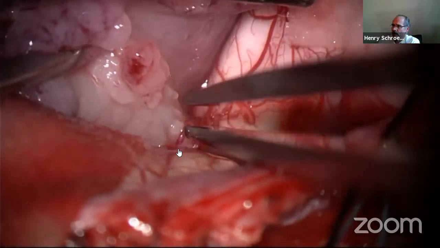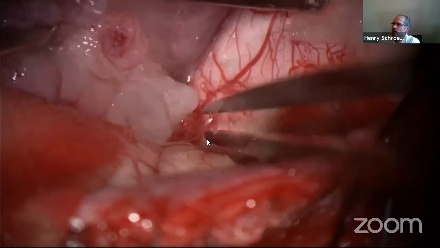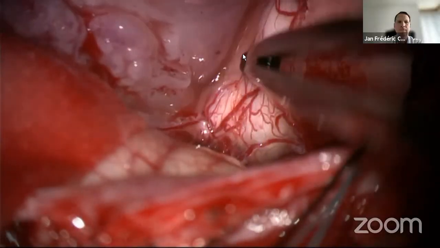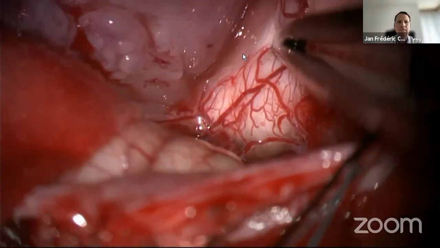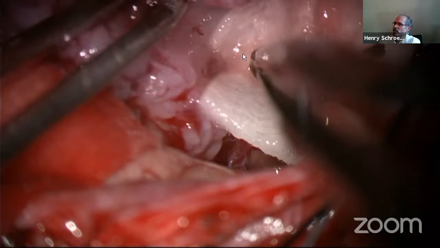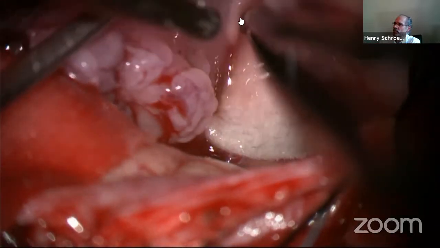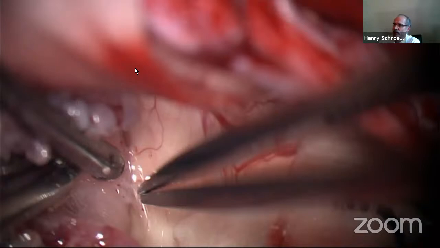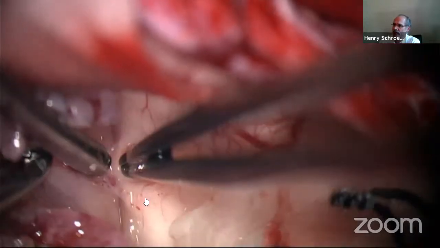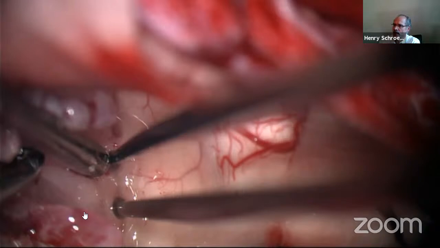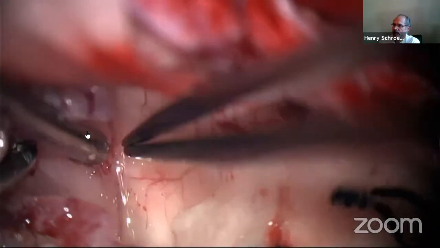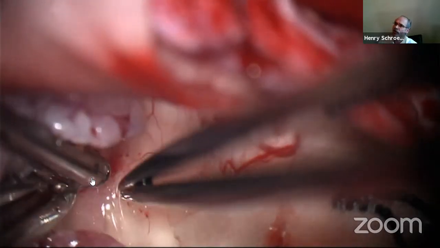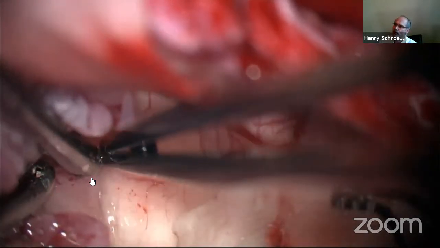And then we have access now here. This is the fourth ventricle. Always when I see the fourth ventricle, I put a patty inside to protect it. And then I see this is the attachment area. It's lateral, but it's not much. So I was surprised. The tumor was just a little bit adherent at the lateral recess of the rhomboid fossa.